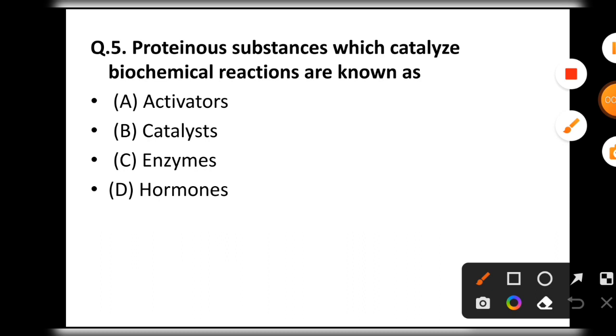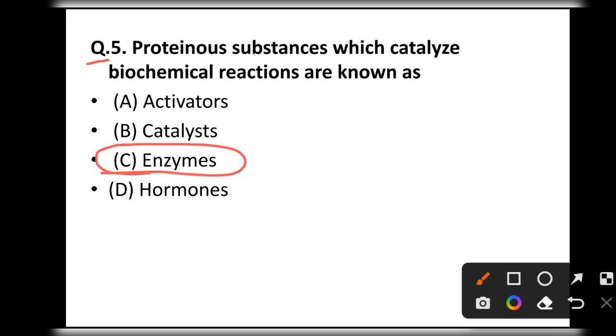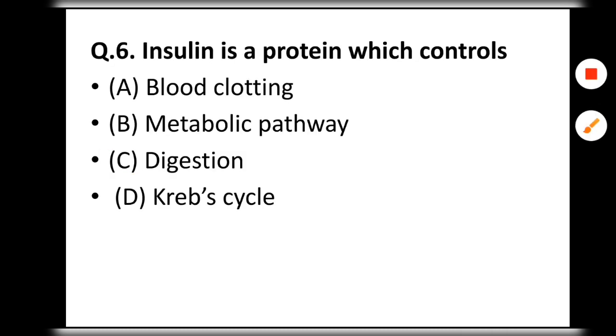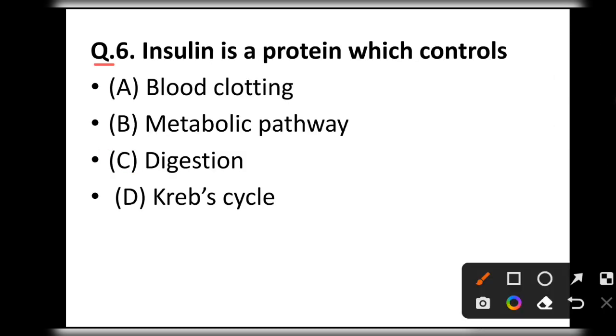Question 5. Proteinous substance which catalyze biochemical reaction are known as. Correct answer is option C. Are known as enzyme. Question 6. Insulin is a protein which control. Correct answer is option B. Metabolic pathway.